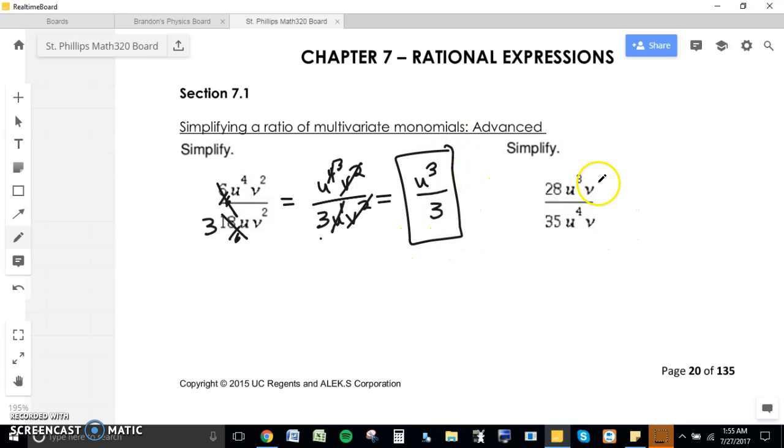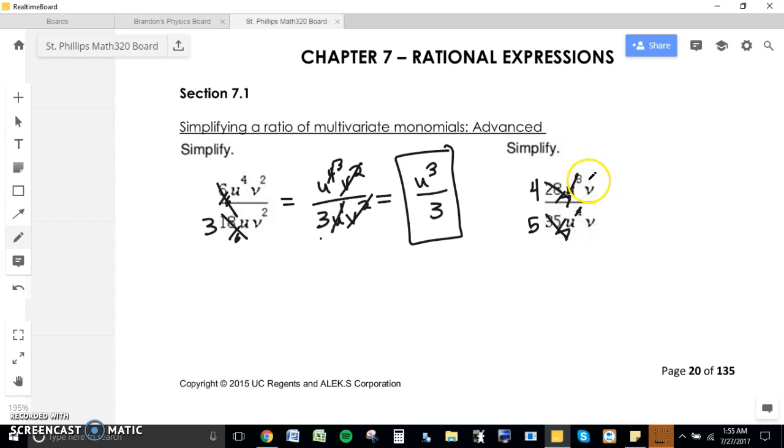We're going to do the same process over here. What common factors between 28 and 35 can we cancel out? The answer is 7. So let's divide this by 7 and this by 7. 28 over 7 is 4. 35 over 7 is 5. What about the u's? It's 3 u's and 4 u's. Why don't we take away 3 u's from each spot? 3 u's from the top leaves us with no u's, since 3 minus 3 is 0. If we take away 3 from the bottom, 4 minus 3 is 1, so this is just the u by itself.